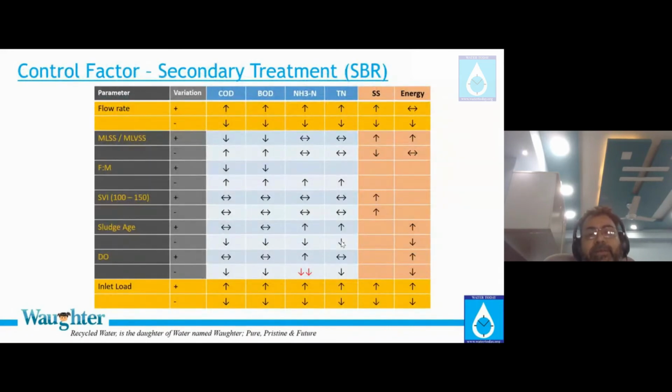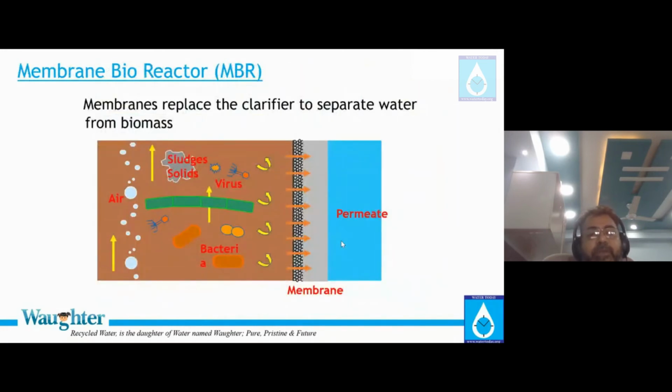Again, the control factors in secondary treatment SBR. Now, I cannot explain all the slides, but it is something very, very similar to the activated sludge process, and something very similar with respect to the variation and then measurement of COD, BOD, ammonia, total nitrogen, SS, and energy.